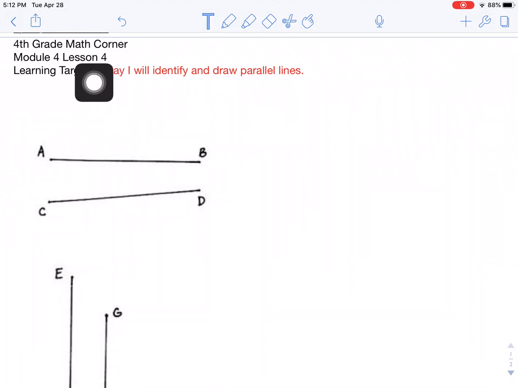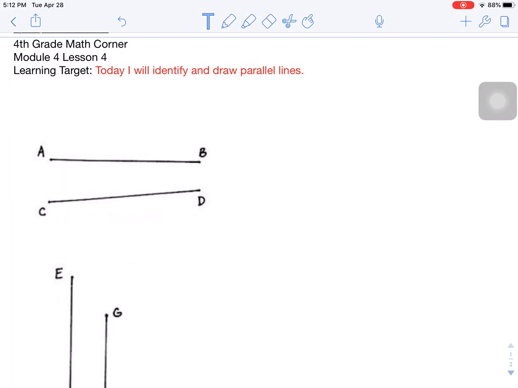This is Module 4, Lesson 4. Our learning target is: today I will identify and draw parallel lines. So we've talked about lines, angles, and rays. Today and yesterday in the lesson we talked about perpendicular lines and intersecting lines that cross. Today we're going to talk about parallel lines.